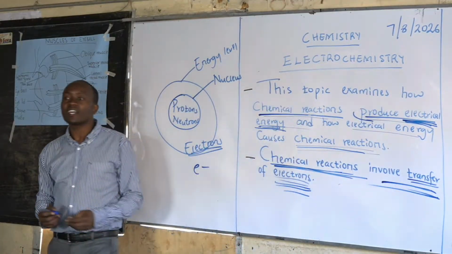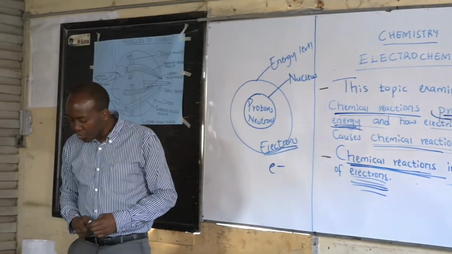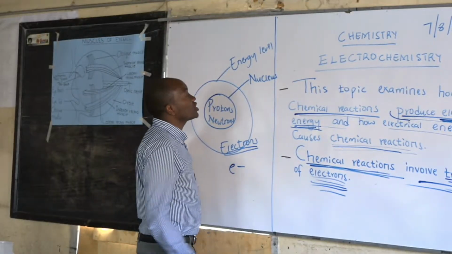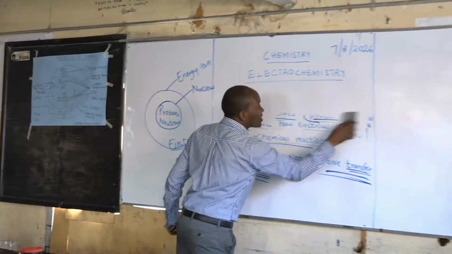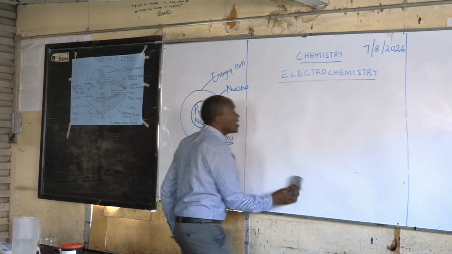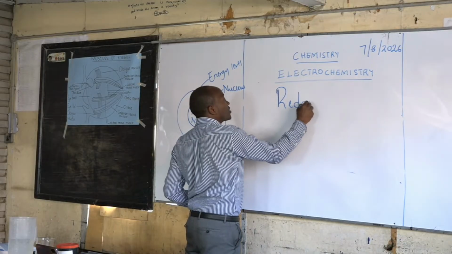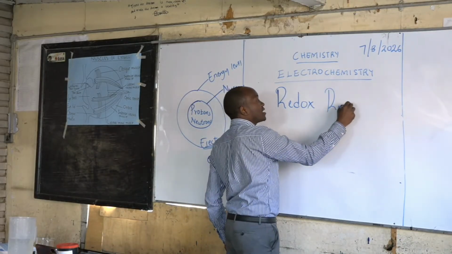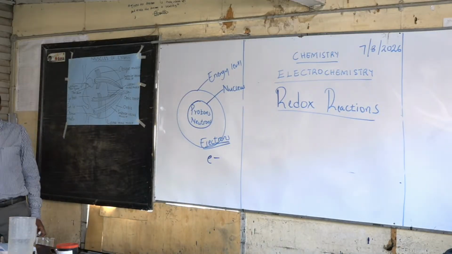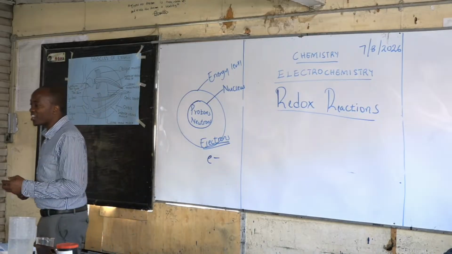So in electron transfer, electrons are moving from one point of a reaction to another. Let me erase this one. Then we talk about redox reactions. Let's talk about redox reactions. Basically, electrochemistry is all about transfer of electrons during chemical reactions. So what are redox reactions? Or what is a redox reaction?